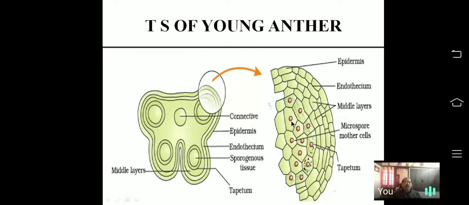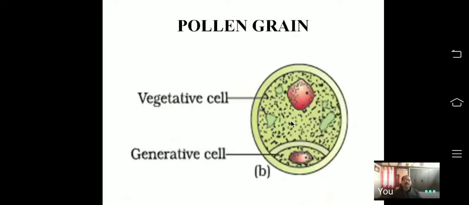Next, we learn about the structure of the pollen grain. See, this is the pollen grain, also called a microspore, produced in a microsporangium. The process of formation of pollen grain or microspore is called microsporogenesis.